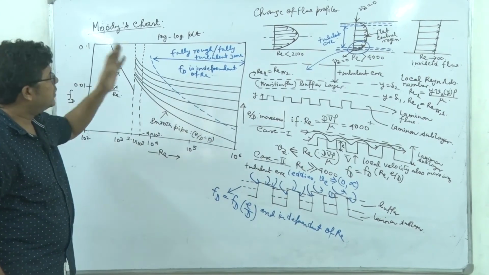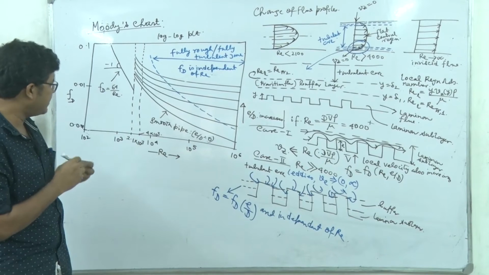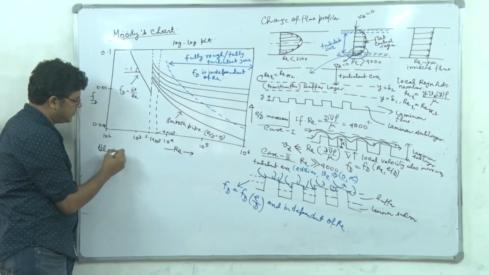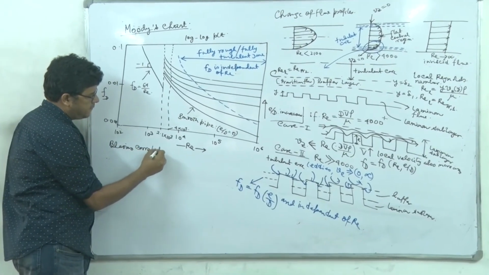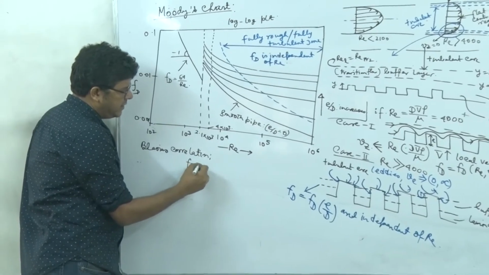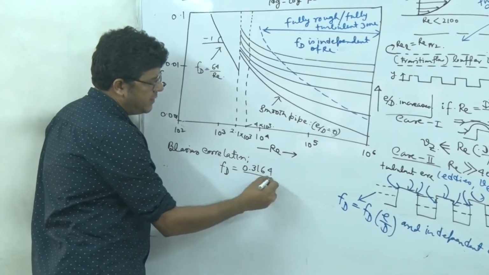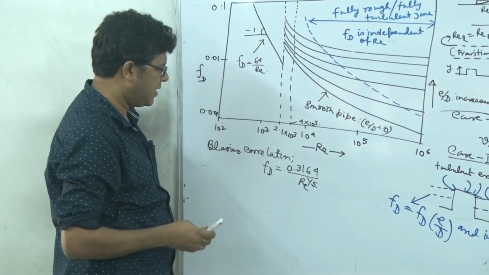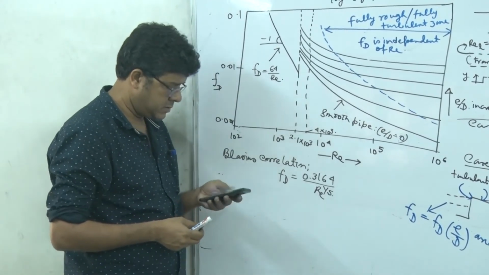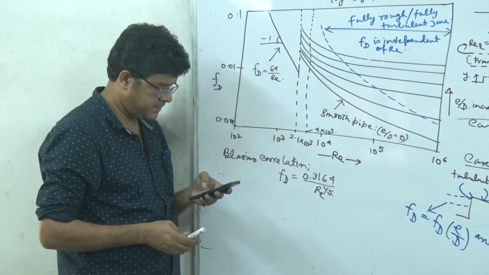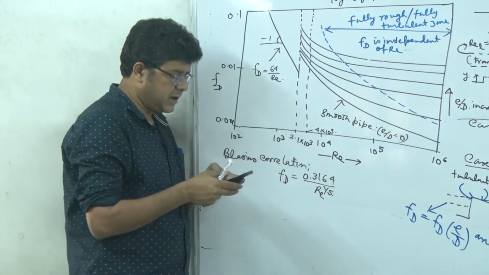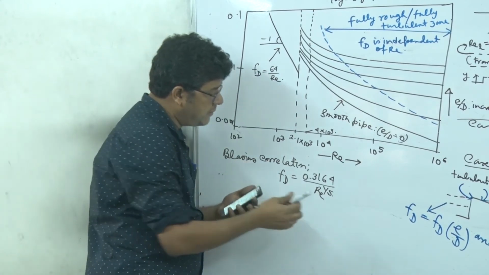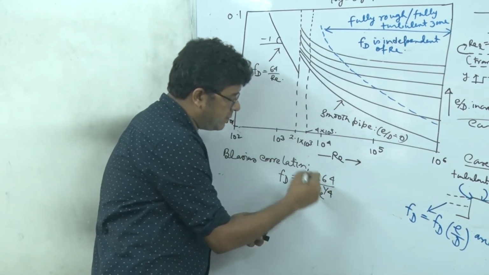So you see that in addition to Moody's chart, we have certain other correlations like the Blasius correlation, which states that Fd is equal to 0.3164 divided by Re to the power 1 by 5, or 1 by 5, let me check. These are empirical correlations, you don't have to remember the next one. Yeah, it's 1 by 4. This you had better remember, this Blasius correlation.